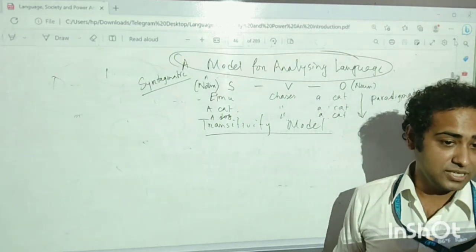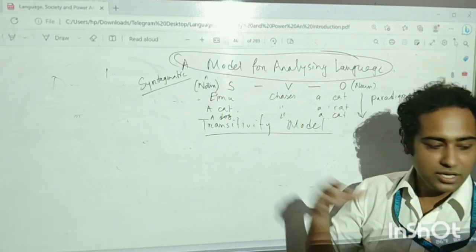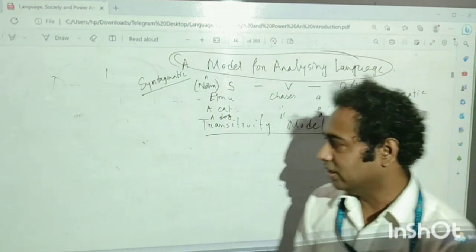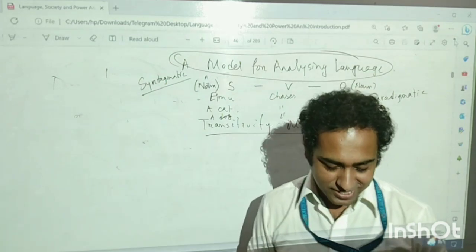Horizontal and vertical. You understand this? So one is horizontal, another is vertical. Simple. This is the model. If you study, it will be very easy for you. Don't worry. Then comes the transitivity model. What is the transitivity model? Very interesting, believe it.